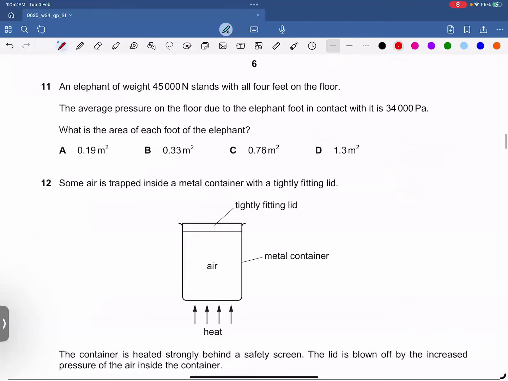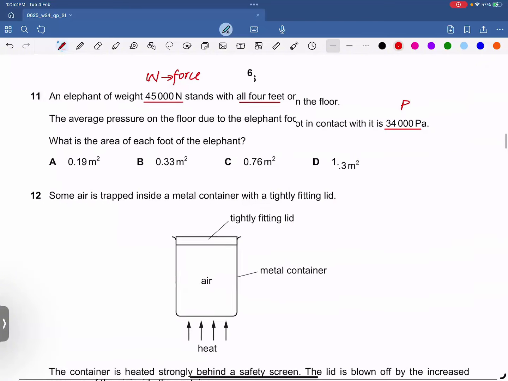Question number 11. The elephant, having a weight of 45,000 newtons, stands with all 4 feet on the floor. So weight W, which is actually the force, is acting on all 4 feet. The average pressure on the floor due to the elephant is this. This is the total pressure, P.